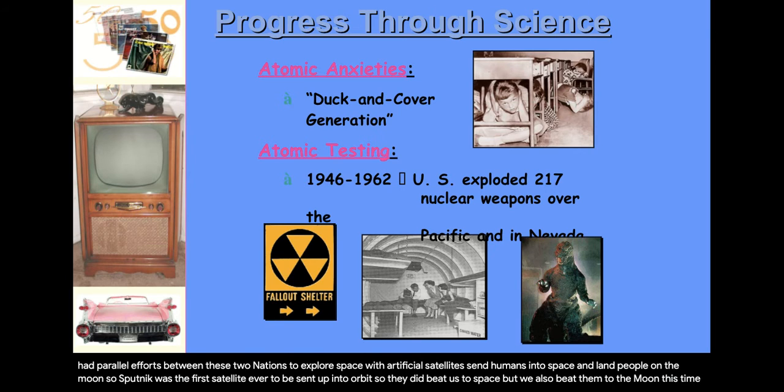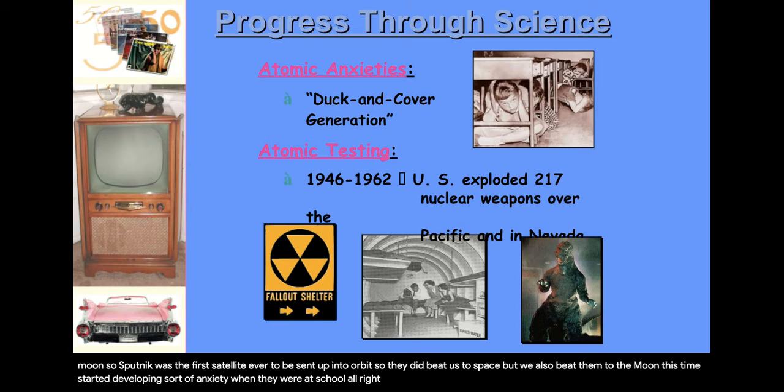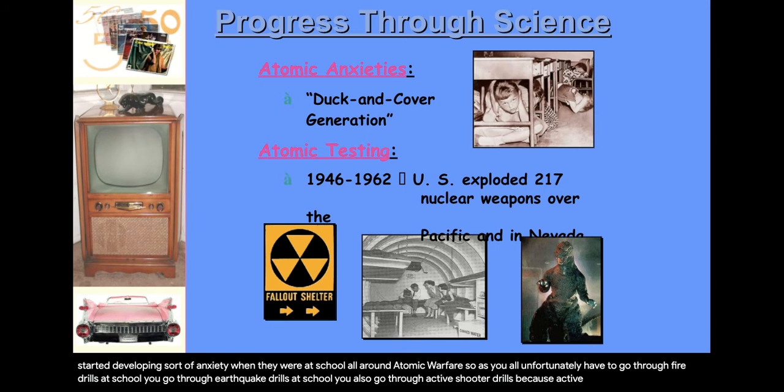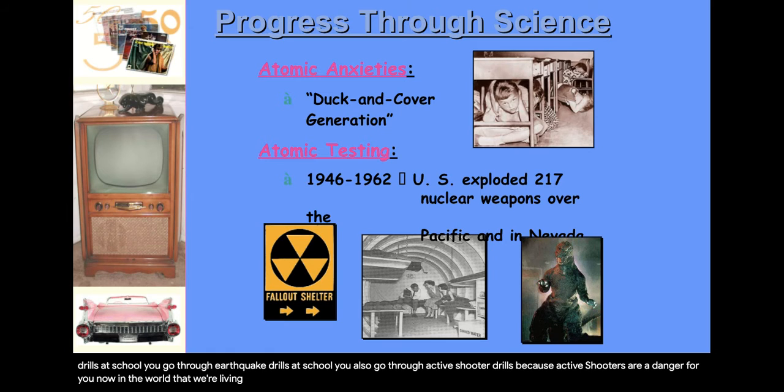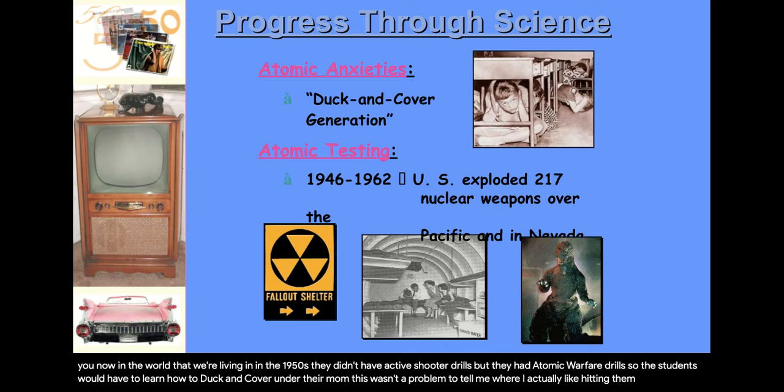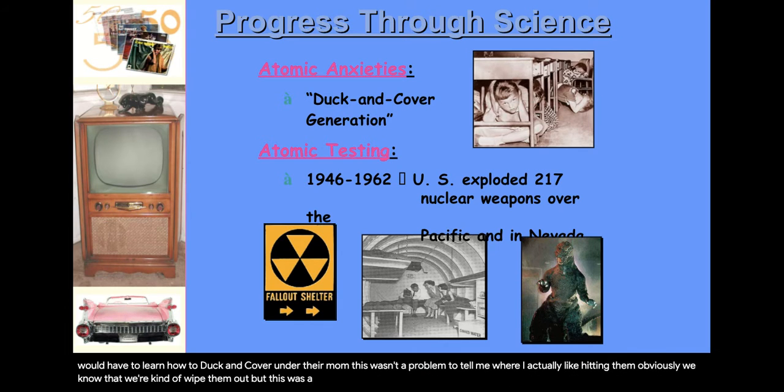Kids at this time started developing sort of anxiety when they were at school around atomic warfare. So, as you all unfortunately have to go through fire drills at school, you go through earthquake drills at school, you also go through active shooter drills because active shooters are a danger for you now in the world that we're living in. In the 1950s, they didn't have active shooter drills, but they had atomic warfare drills. So the students would have to learn how to duck and cover under their desks to protect themselves from an atomic bomb. This wasn't from an atomic bomb actually hitting them. Obviously, we know that would kind of wipe them out, but this was if an atomic bomb dropped somewhere relatively nearby, which would shake and damage their building, to protect them from the aftermath.